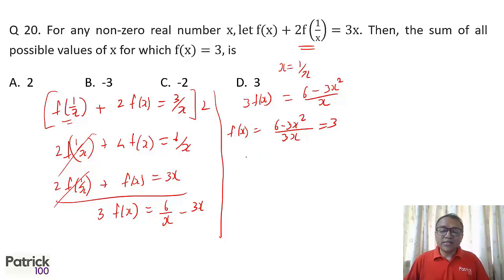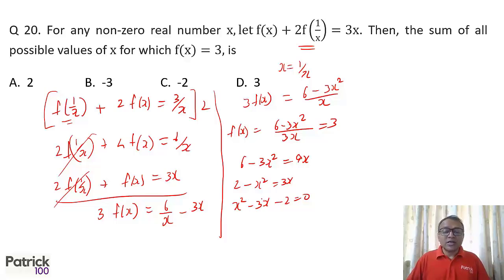Multiply by 3x, you will get 6 minus 3x square equal to 9x. Divide by 3, 2 minus x square equal to 3x, or you will get x square plus 3x minus 2 equal to 0. You want the sum of the roots. The sum of the roots is minus b upon a, which is minus 3 upon 1, so the answer will be minus 3, B option.